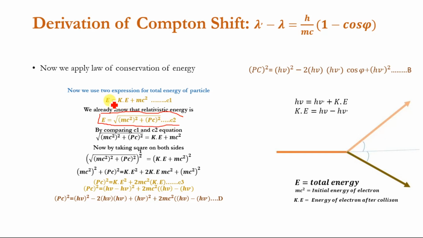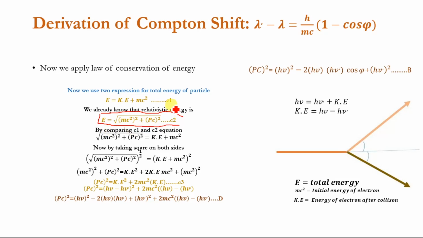So we have two equations for the total energy of the electron. E is equal to Ke plus mc square. Mc square is the rest energy of the electron, and Ke is the energy gained by the electron. The total energy of the electron after scattering is equal to Ke plus mc square. And this equation is derived already in my previous video. It is the relativistic energy, and this energy term is applicable both for non-inertial and inertial frames of reference. Now we apply this energy term here: E is equal to whole under the root mc square whole square plus pc whole square.